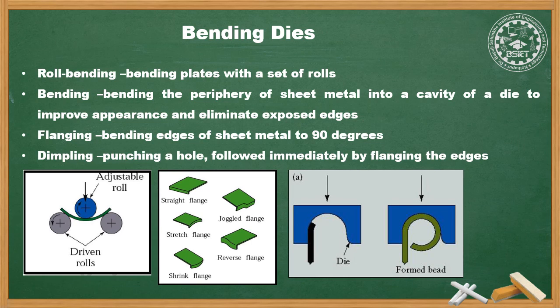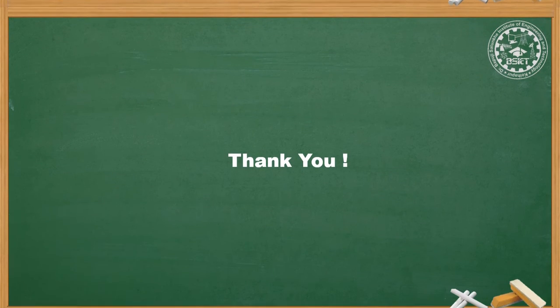And the last is dimpling. Dimpling is punching a hole followed immediately by flanging the edges. Flanges can also be made by combining piercing the sheet with a punch, followed by expansion of the pierced edge using an expander punch. This process is called dimpling.